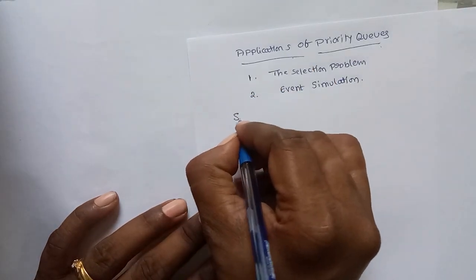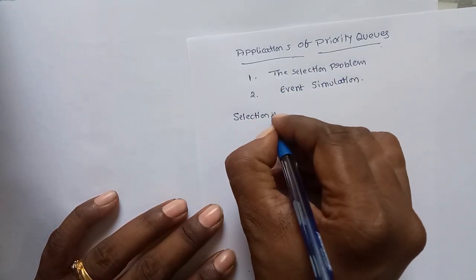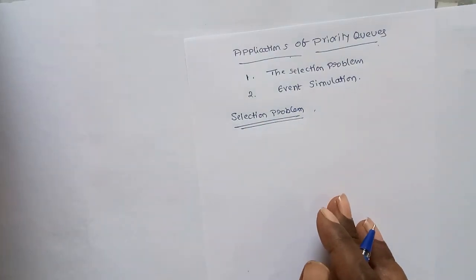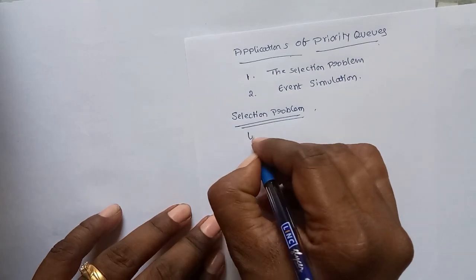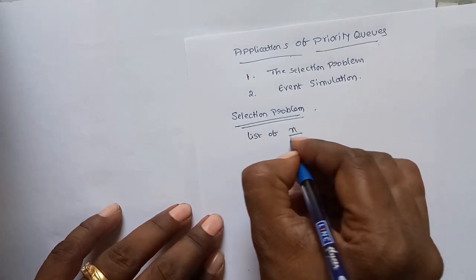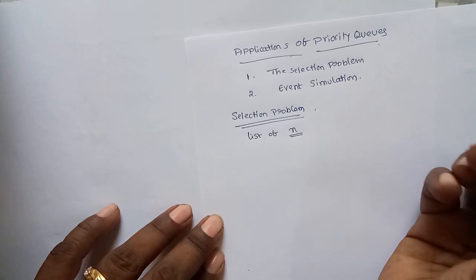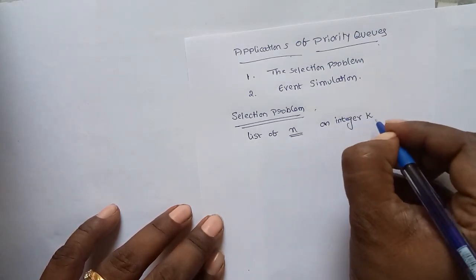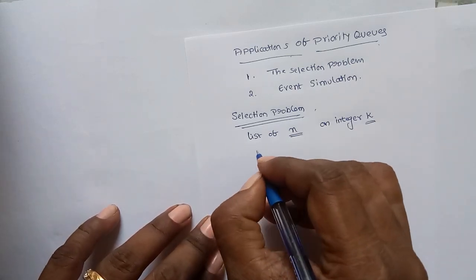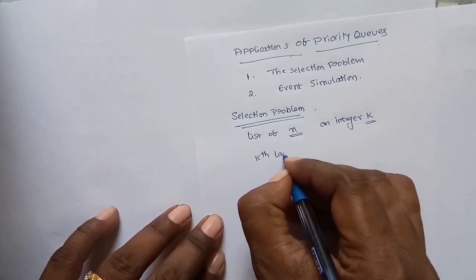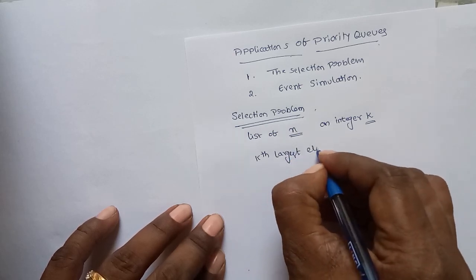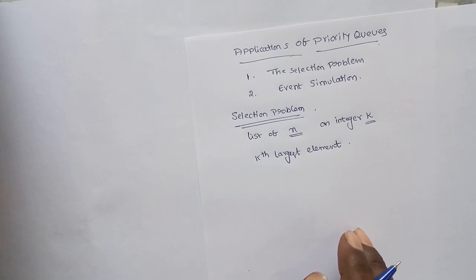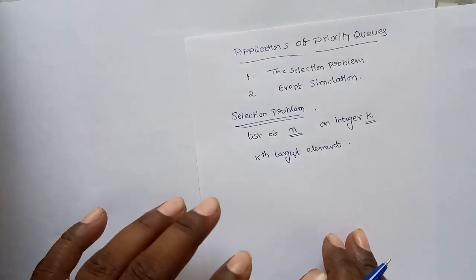Okay, first we will discuss the selection problem. What is the problem? We have a list of n elements, and I am giving an integer k such that we have to find the kth largest element, or depending on the situation, the kth smallest element.